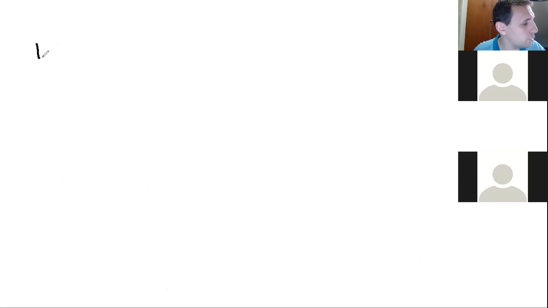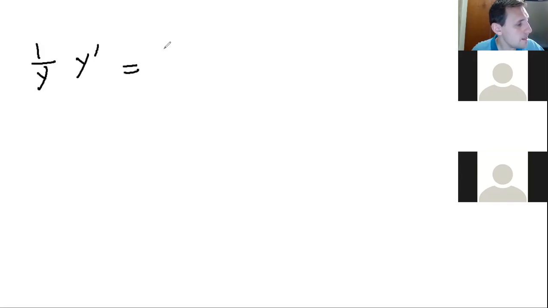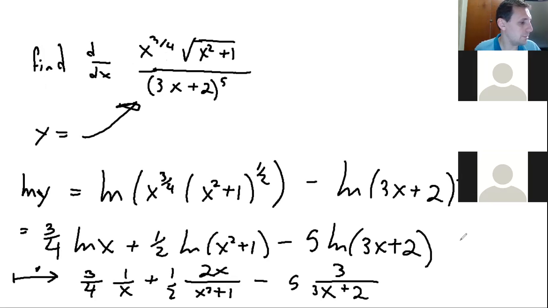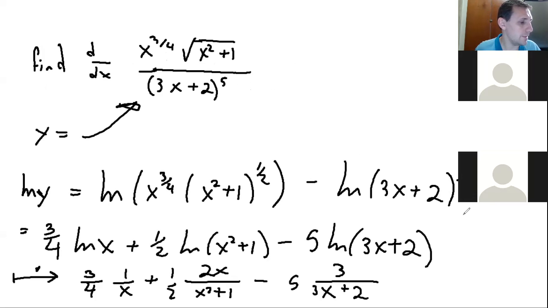essence have. We have 1 over y, y prime equals to, what was that over there? It equals to 3 over 4x plus x over x squared plus 1 minus 15 over 3x plus 2.